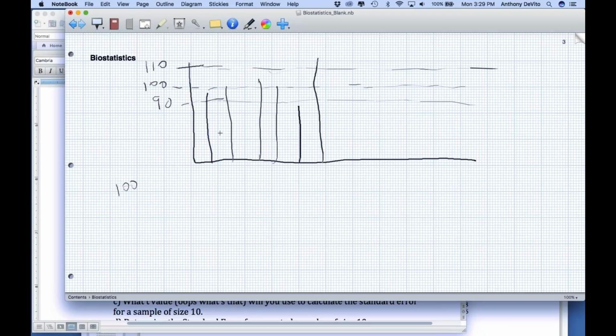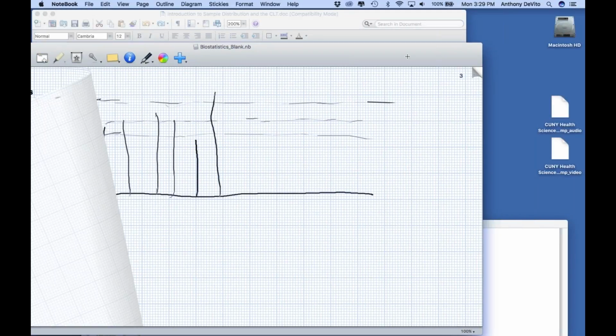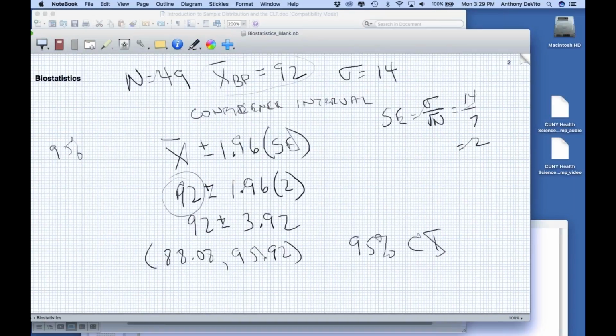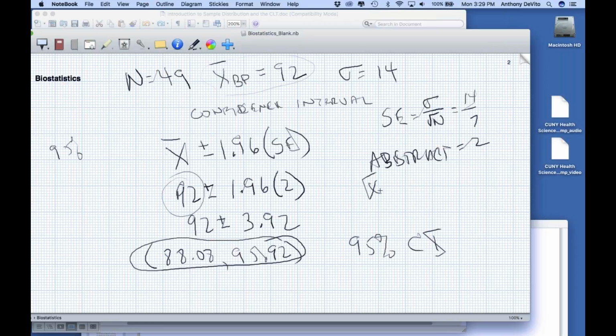So when I tell you my confidence interval on the previous problem is 88.08 to 95.92, I'm saying I'm 95% sure the true mean is between these two numbers. In a study, in the abstract, right at the beginning, they may tell you the average blood pressure was equal to 92 for this sample. Sample size was 49, and the 95% confidence interval of 88 to 96, let's say, right? They might give you that information right up front.